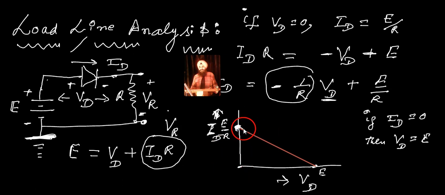So when we join the two points, we have a line, and this line is called the load line. Now you may ask, why is it called the load line? Because its slope depends upon the external resistor R, which we call the load resistor. This slope's value depends upon this R. So that's why its name is load line. If you change the value of R, the slope will change.